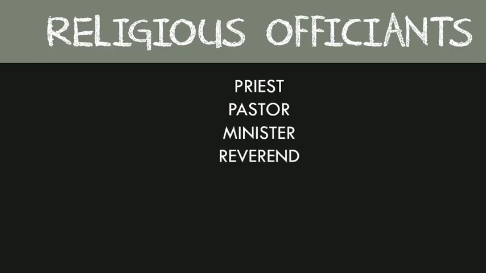Types of officiants. Now that you're aware of the different types of religious ceremonies that can be performed for you, let's discuss the different types of officiants that can perform the marriage ceremony for you. The first is a priest. In the Catholic religion, this officiant is often referred to as a priest. In a Christian religion that is not Catholic, this officiant is often referred to as a pastor, minister, or reverend.